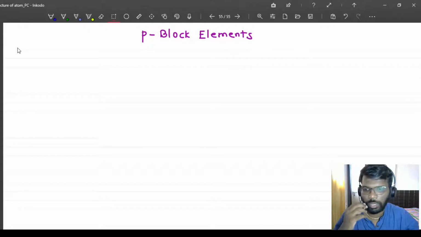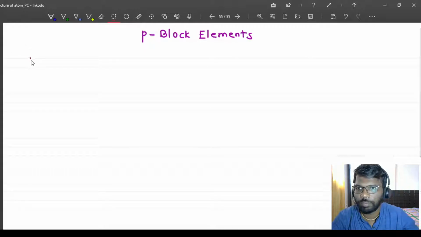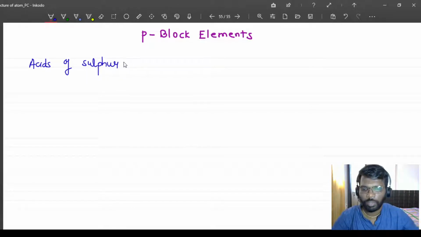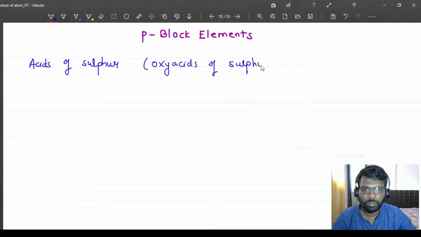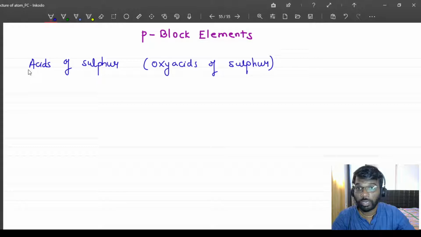So let us learn about the acids of sulfur, also known as oxyacids. Oxyacids of sulfur. Total eight acids of sulfur you are going to learn in detail.